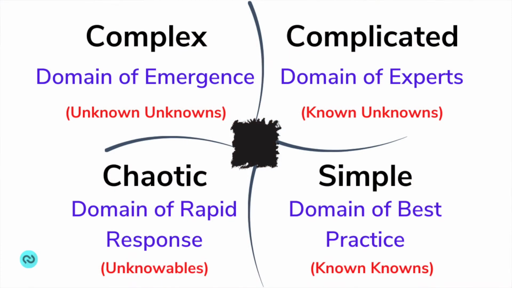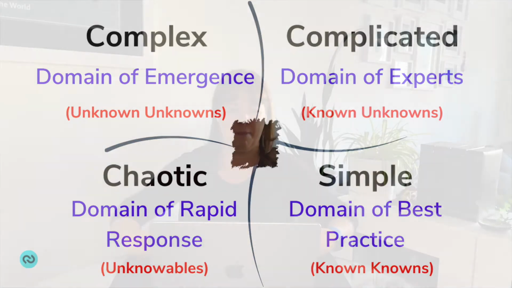So moving our way up to something that is even more difficult to make decisions in is a chaotic context. This is considered the domain of rapid response. In this particular domain, you are putting out fires. You are literally trying to stop the bleeding, trying to stop that leak, everything that you can do just to get yourself to some form of stability. So it is very reactive, very quick.